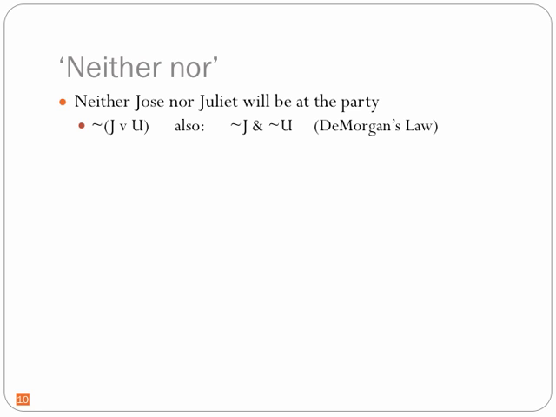You can also express that through De Morgan's law as a conjunction of two negated statements. In other words, since neither of them is coming, you know not J and not U. Jose is not coming and Juliet is not coming, because neither is coming. So those two statements are equivalent. And again, you can see that distribution with the negation. The negation distributes through the expression both to J and to the U. It's fine to think of it that way, but you just have to remember to change the wedge to an and, or you're going to get a wrong answer.